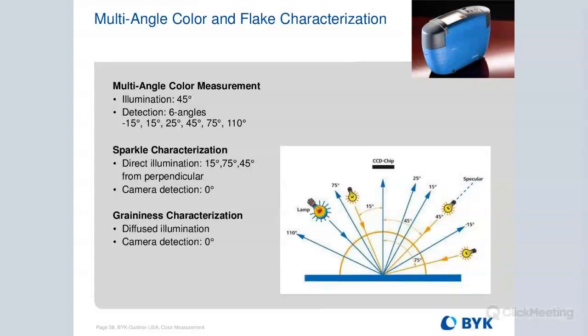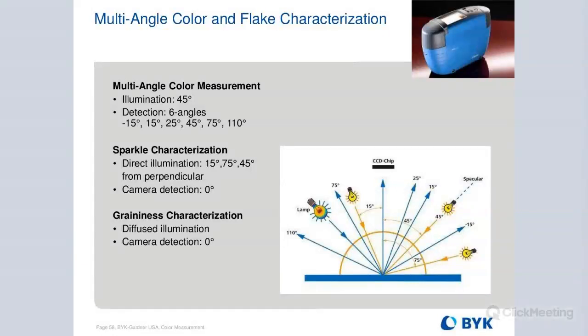So in summary, the BYK technology contains the integrated color measurement at six different angles, including the minus 15, which was an angle that was added primarily to control interference colors, colors that have interference pigments in them, because you get kind of a hue shift.